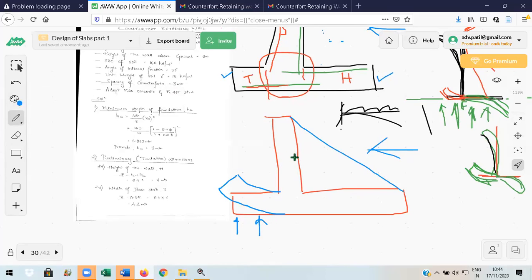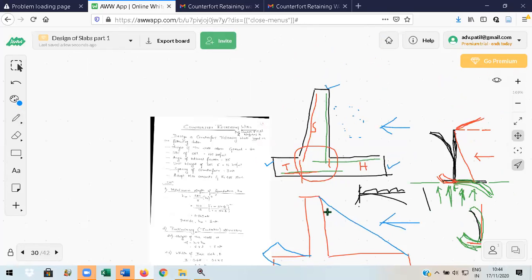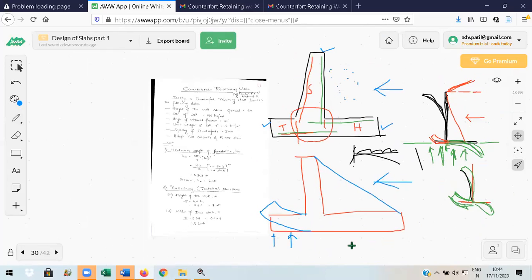But what will happen to this and this? Stem and heel are no longer cantilever slabs. They are continuous slabs supported on counterforts. How it is, I will show you. Now, the way you design it, I cannot draw this figure. I cannot draw whether it bends like this or like this. It is not possible to draw. I cannot show how the stem and heel are bending in this particular view. This view will not be able to tell you how the stem will bend, how the heel will bend.